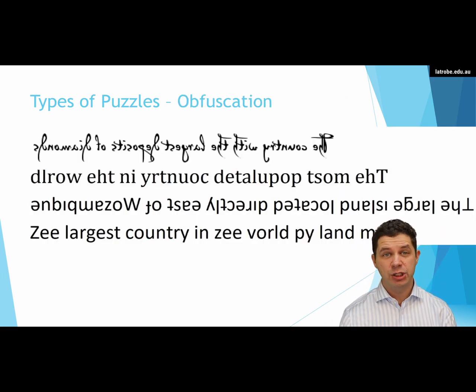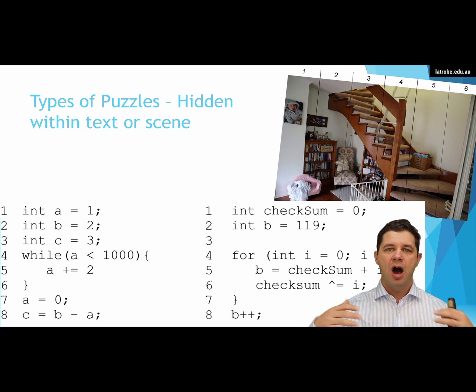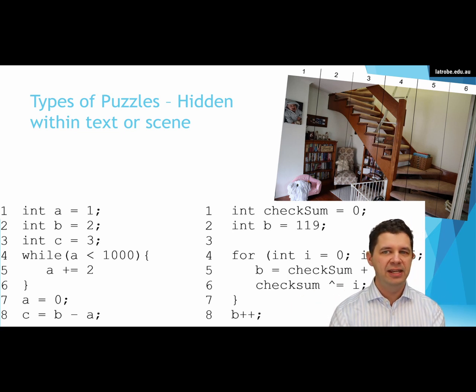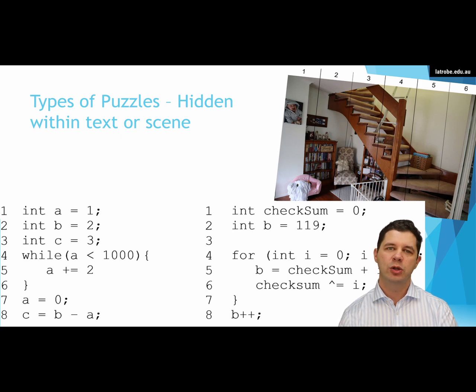Sometimes we're using obfuscation, so we're hiding things within puzzles, maybe using some mirror writing or some back-to-front writing or something like that. And sometimes we're hiding things within a scene. For example, we might have a scene here where we've got a whole lot of occupational health and safety issues, tripping hazards and ladders and all sorts of things that we could hide within a scene, flammable goods maybe.